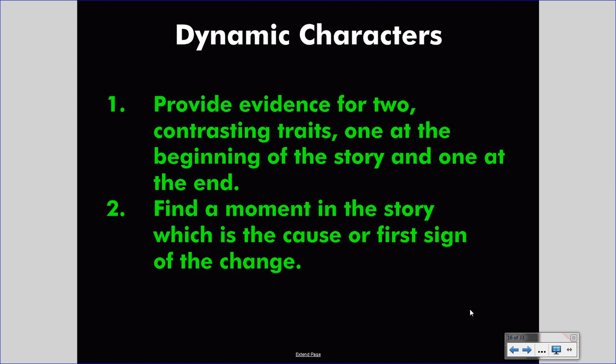First, you must provide evidence for two contrasting traits, one at the beginning of the story and one at the end. You would find an A trait and a B trait and evidence for them. And those two traits must be contrasting. Otherwise, it's not truly a change. Second, you must find the moment in the story which is the cause or first sign of the change. The author will give some sort of indication as to why the character has changed, and that is the moment of change which you should discuss in your writing.